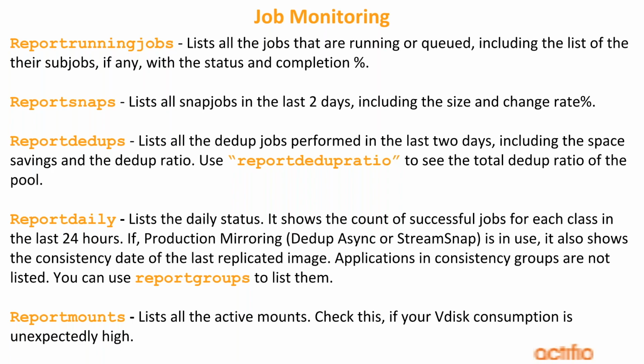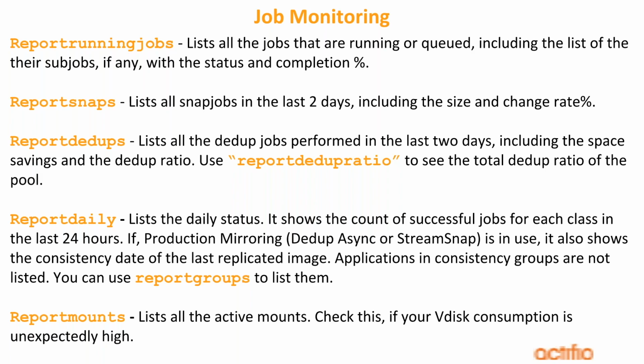Now, report daily. This is the daily status. This is only 24 hours. This is not the default 48 like normal. It's going to show all of the successful jobs of every job class. Now, it's not going to give you a list, snapshot, snapshot, snapshot, dedupe, dedupe, dedupe, but it'll say, snapshot, 15 jobs, dedupe, 15 jobs, remote dedupe, 8 jobs, 7 in progress.